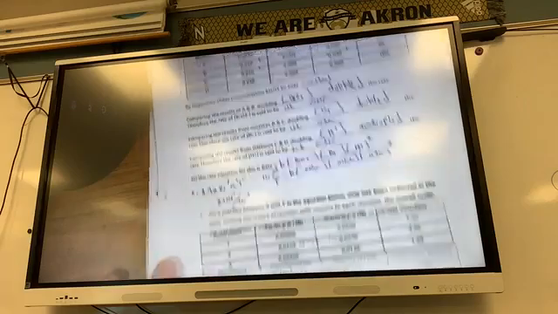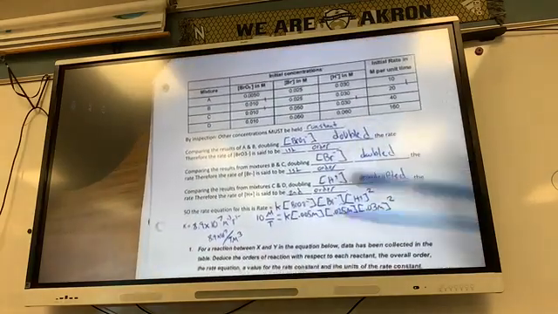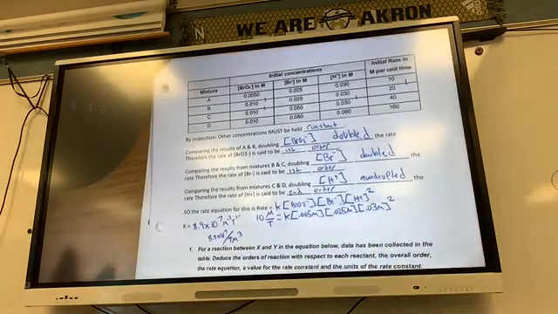Some of you may not like just looking at it and figuring out if it's doubled or quadrupled. So I'm going to work the math out for you one time. Okay? So here we go.